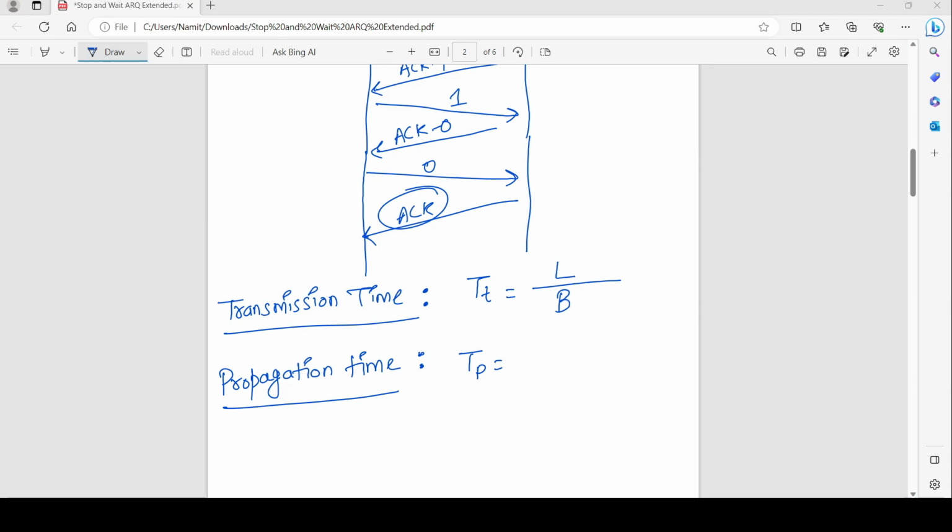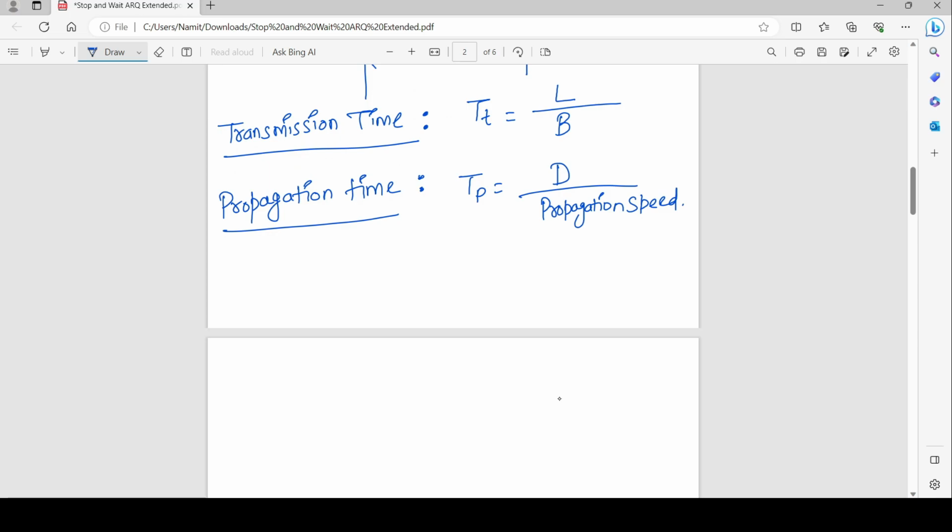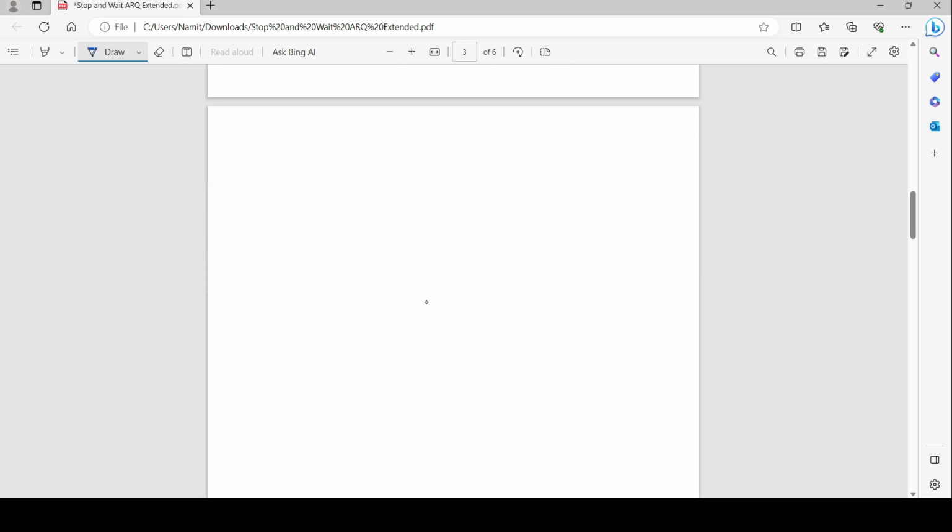Okay, propagation time is nothing but distance from sender to receiver divided by propagation speed. Now what do we mean by these two terms? Just see, I'll discuss one example only from sender to receiver and you will be able to explain every single thing. Okay, let's say this is sender, this is at receiver's end.